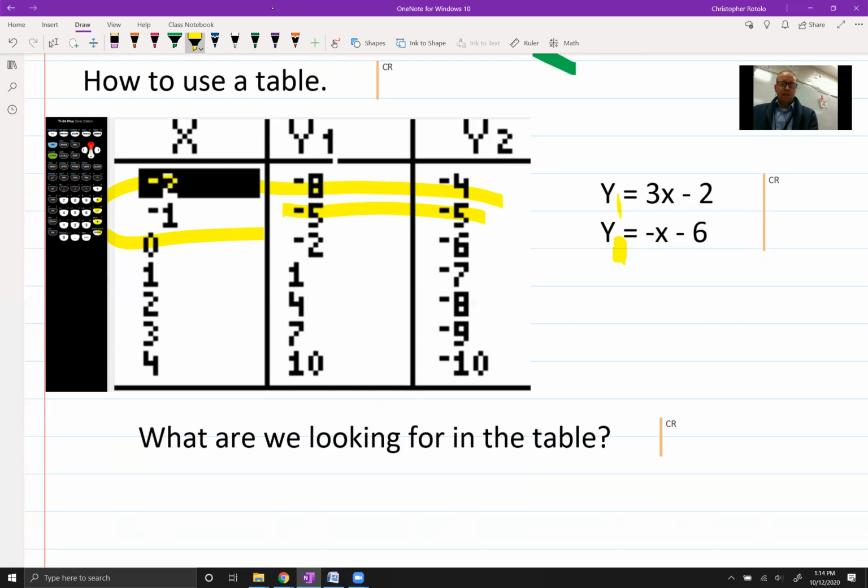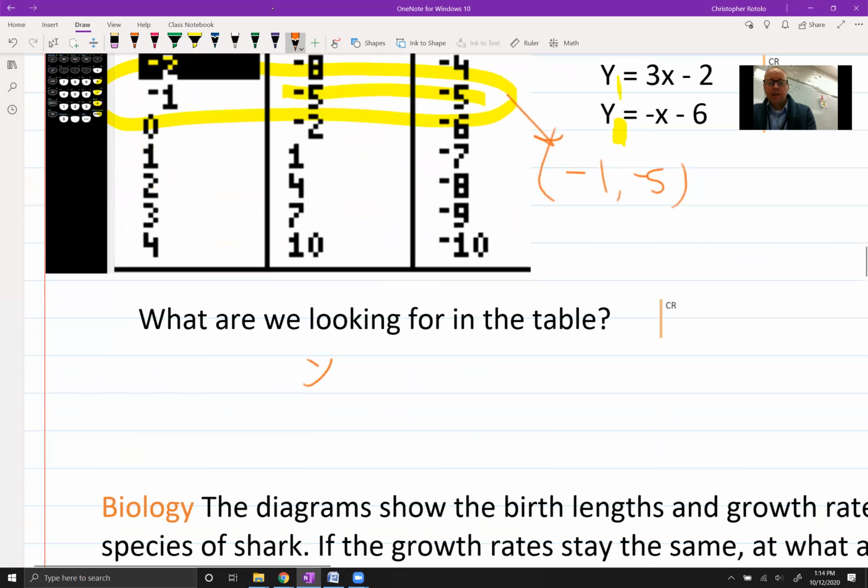Okay, so what that means when I start to look at a table, and we can take a look in class how to do this on your graphing calculator, is negative 1, negative 5 is the point at which they cross. So if I can find a point like this, that means it's also going to be one solution, so it's consistent, independent. Okay, so what are we looking for in the table? I want x and I want y1 equal to y2. That's what I'm looking for. I want both of the y values to be the same.